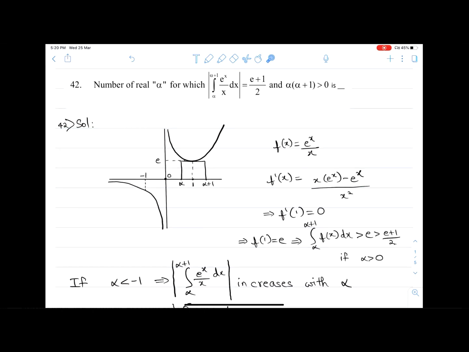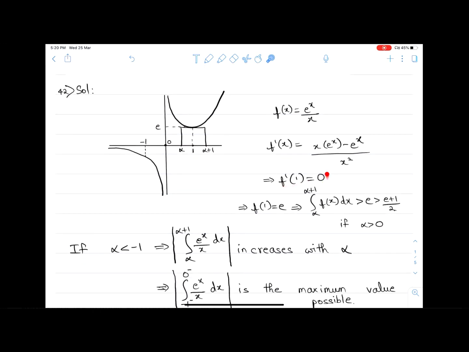Now, for different values of alpha, I have to check what the nature is. Case 1. The f dash of 1 is equal to 0, and at 1, the functional value is e. If you take any alpha to alpha plus 1, this area will always be greater than this area. This area is nothing but e. So if this area is e, the integral from alpha to alpha plus 1 of f of x dx will always be greater than e, which is greater than e plus 1 by 2. So if alpha is greater than 0, there won't be any solution. We can directly skip this part.